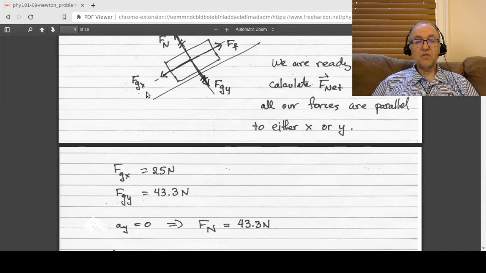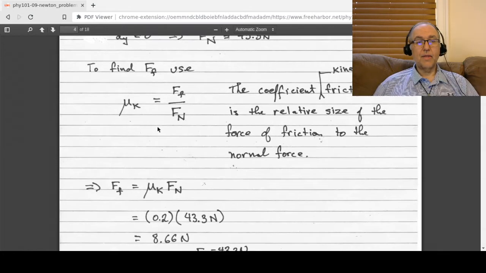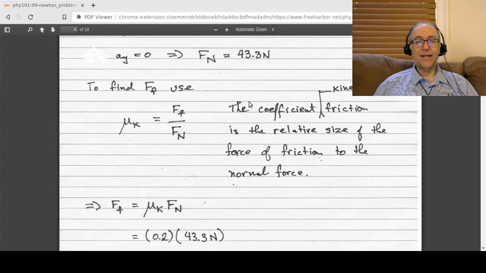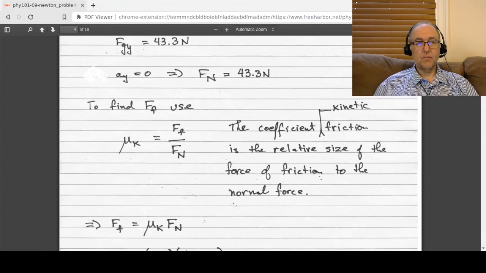Okay, great. Fgx we know is 25 newtons, but what about this Ff? Do we know how big it is? And the answer is yes, we actually do. And that's where that mu k comes in, okay? So let me show you how kinetic friction works. Whoops, scroll down just a bit more. Okay, so how kinetic friction works, okay?